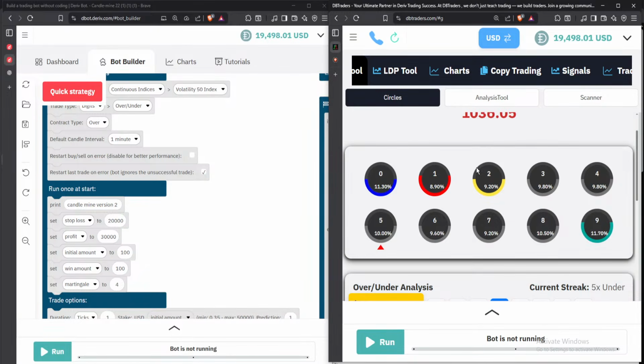I want to clarify this part only. Whenever you're trading over 1, ensure 0, 1, and 2 are all below 10.5%, with 1 being below 10%. I repeat, if you're trading over 1, 0, 1, and 2 should all be below 10.5%, with 1 being below 10%.